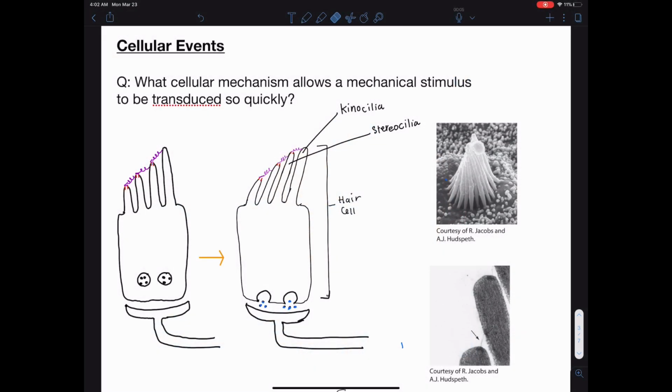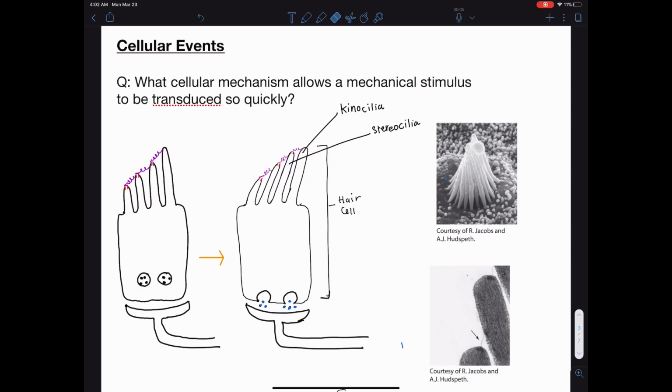In this video, I'd like to talk about the cellular events that take place in the hearing sense. So the question that I have is, what cellular mechanism allows a mechanical stimulus to be transduced so quickly?